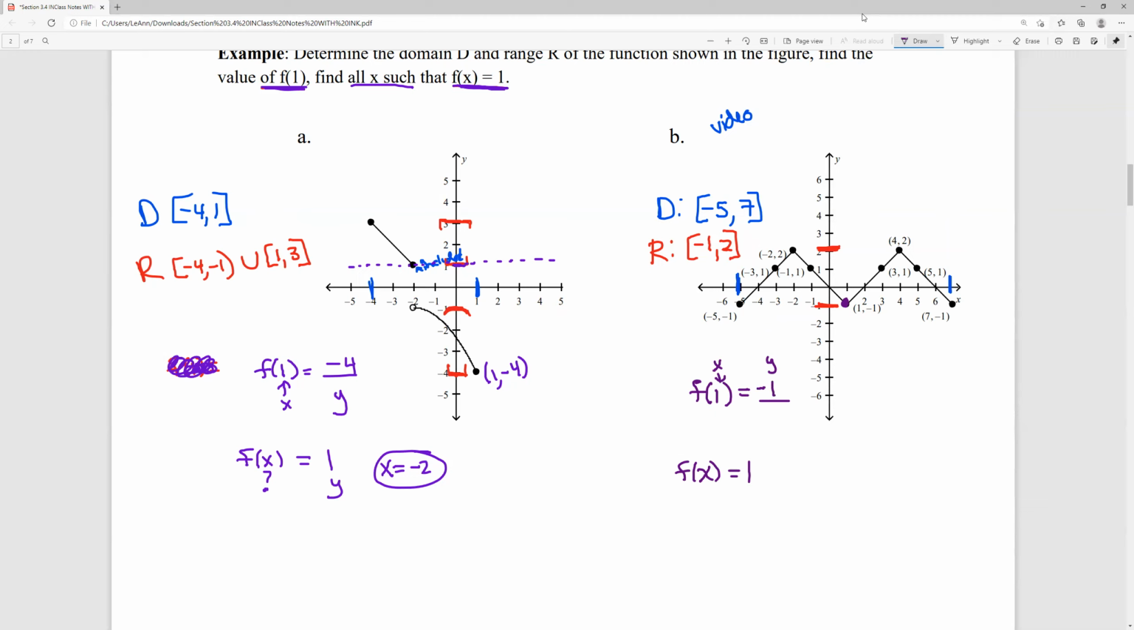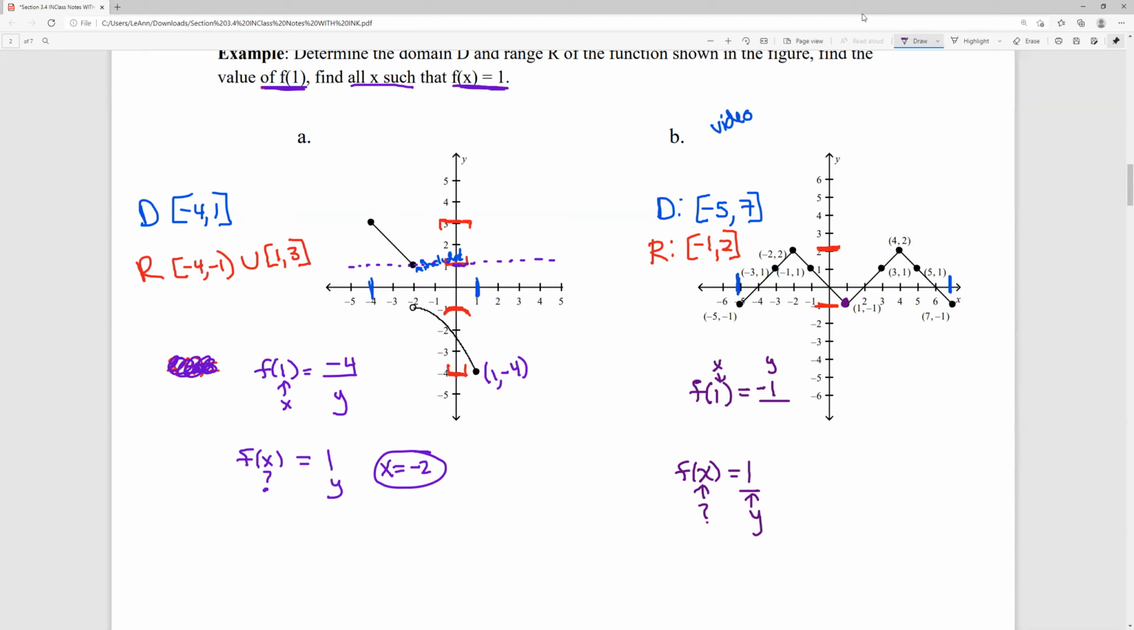This is a little different. This is saying my y value that they gave me is a 1. Find the x's that match. And because to be a function, the x has to be unique, but not necessarily the y, this is going to make it possible to have more than one answer.